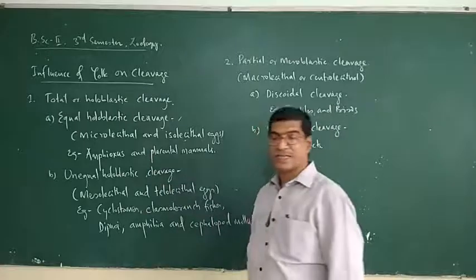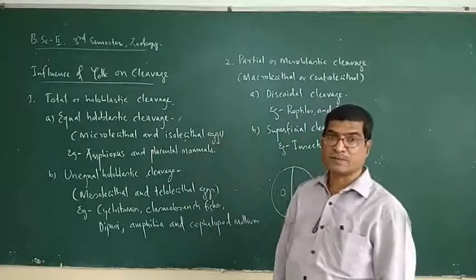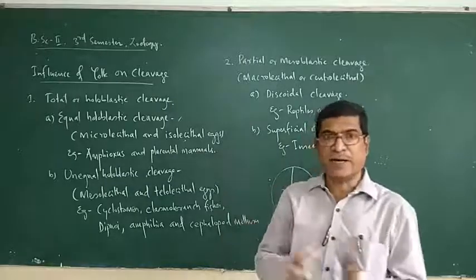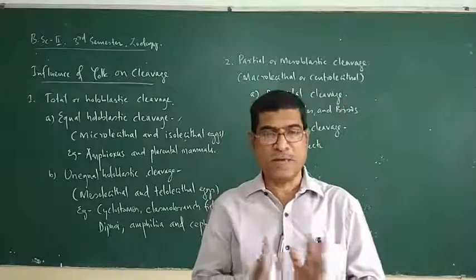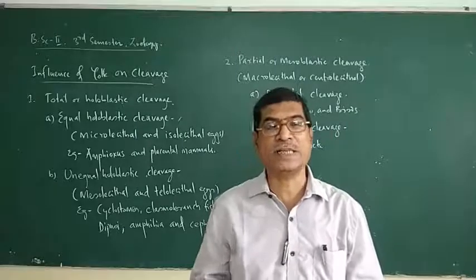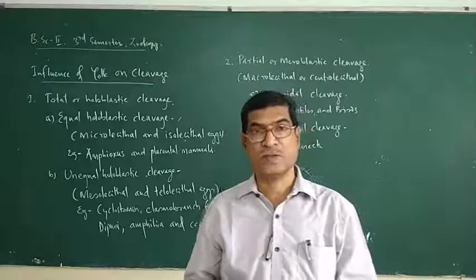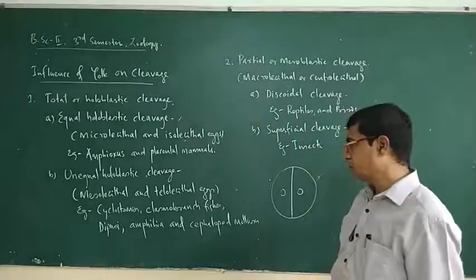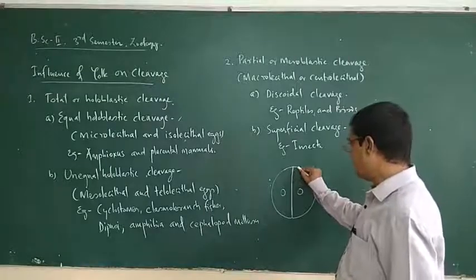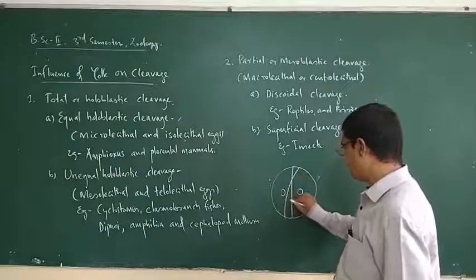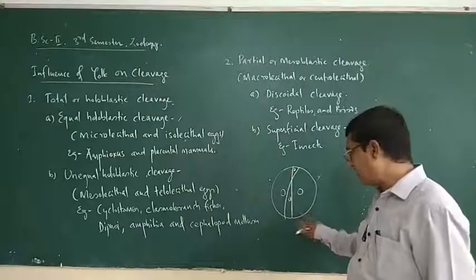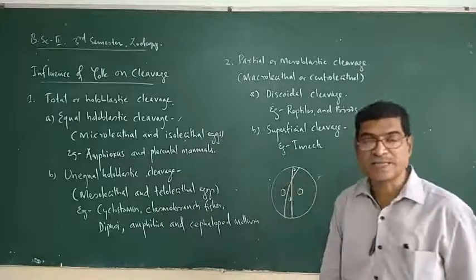Next, unequal holoblastic cleavage. So here what happens, the entire egg undergoes division, but the resultant cells, blastomeres, may not be equal in their size. So in case of frog, amphibian, the first cleavage is meridional, the second cleavage is also meridional. As a result, 4 equal sized cells are formed.